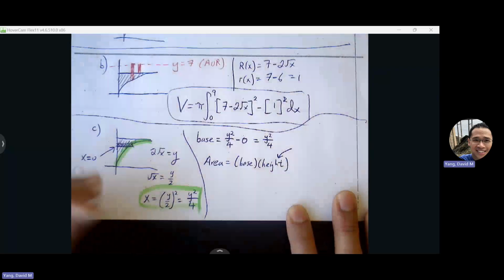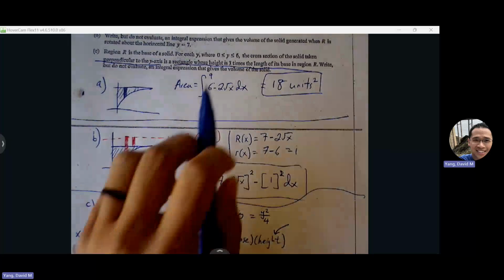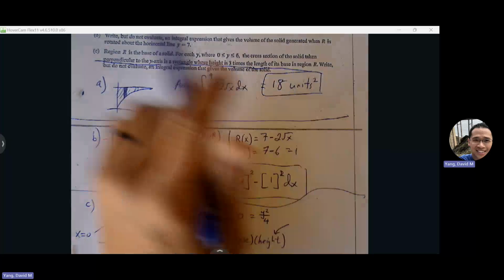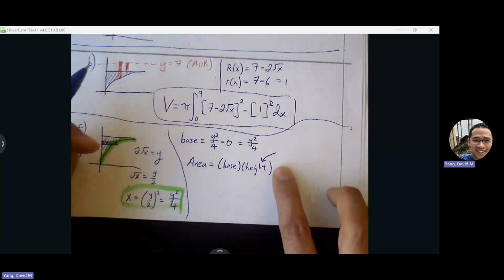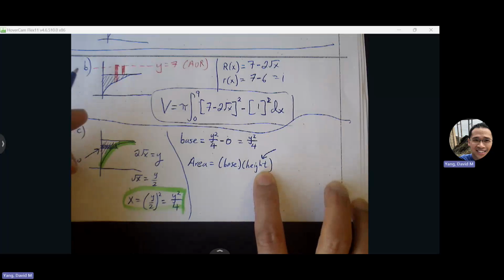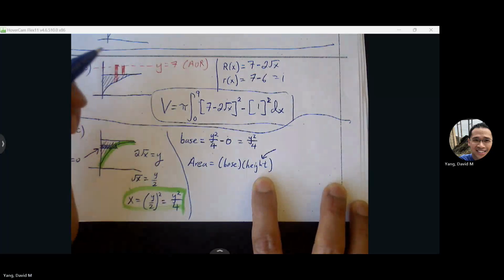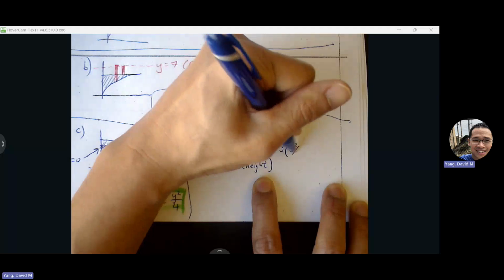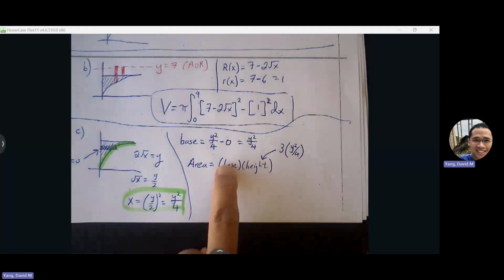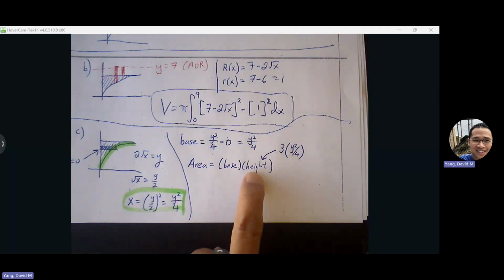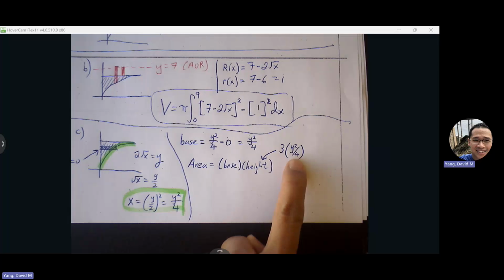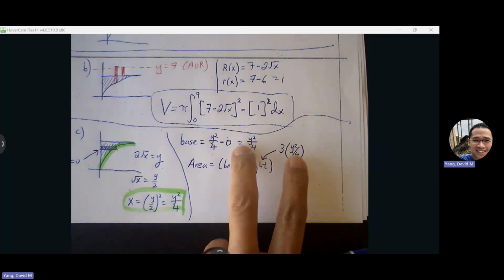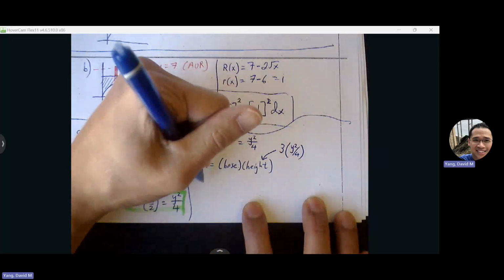And they're describing height for us, right? They're describing height as being 3 times the length of the base. So what's the height going to be? Yeah, 3y squared over 4. So we have our base, which is y squared over 4, and our height, which is 3 times y squared over 4. Merge that together, and we have our area.